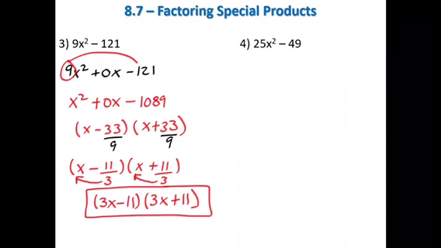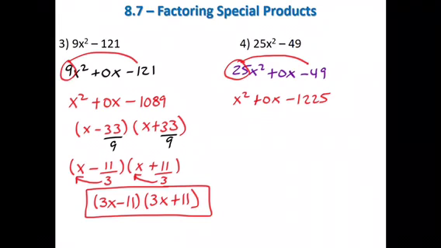Let's look at example 4. We've got 25x squared minus 49. We're going to add in the middle term, so 25x squared plus 0x minus 49. Then we're going to slide divide, so we're going to move the 25 over. We slide it over, 25 times negative 49 is negative 1,225. So we've got x squared plus 0x minus 1,225.